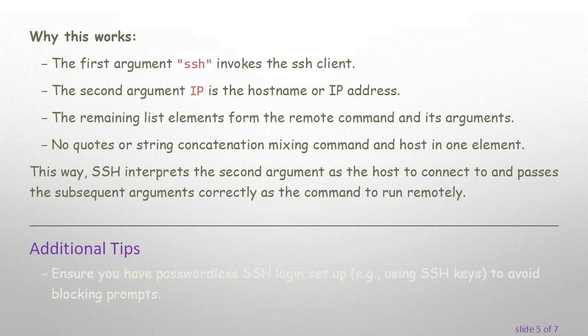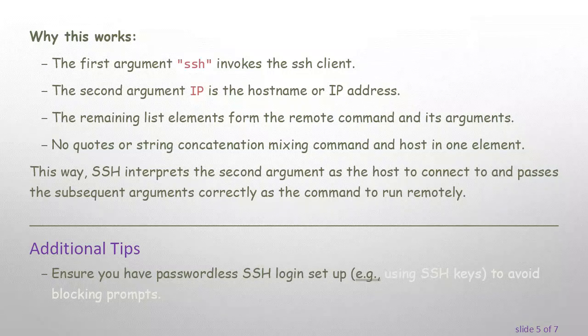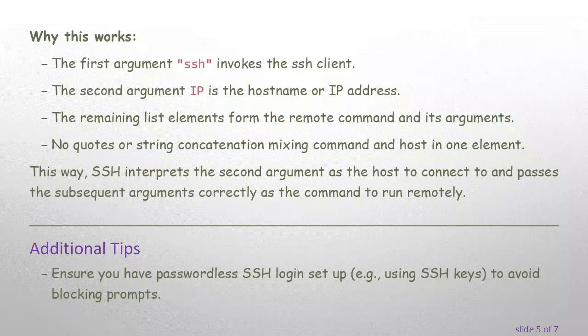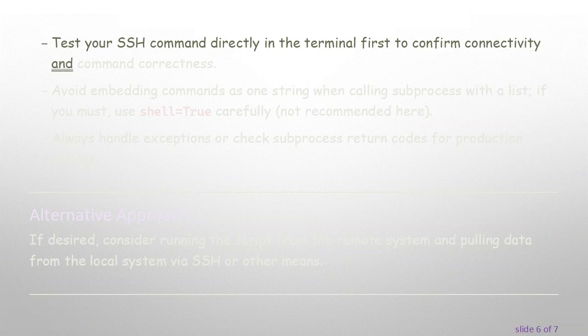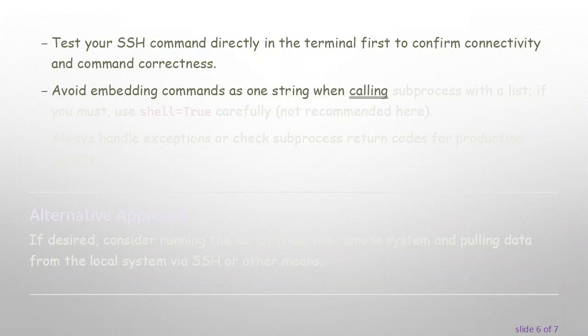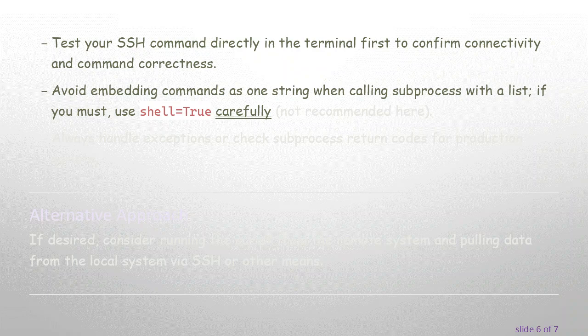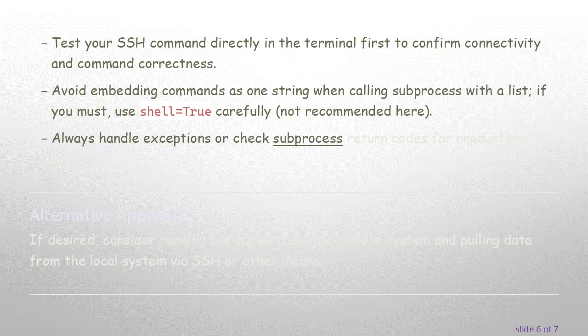Additional tips. Ensure you have passwordless SSH login set up, for example using SSH keys, to avoid blocking prompts. Test your SSH command directly in the terminal first to confirm connectivity and command correctness. Avoid embedding commands as one string when calling subprocess with a list. If you must, use shell=True carefully, though it is not recommended here. Always handle exceptions or check subprocess return codes for production scripts.